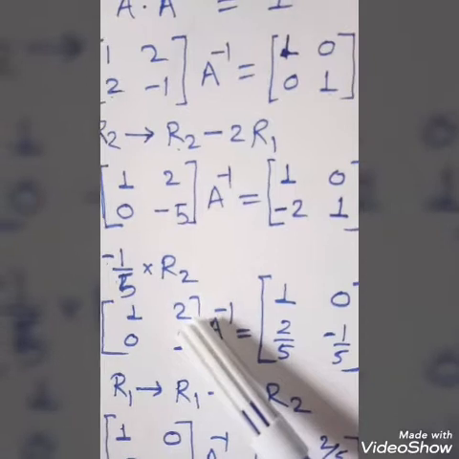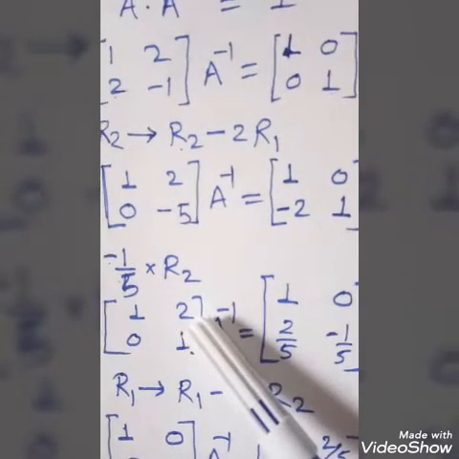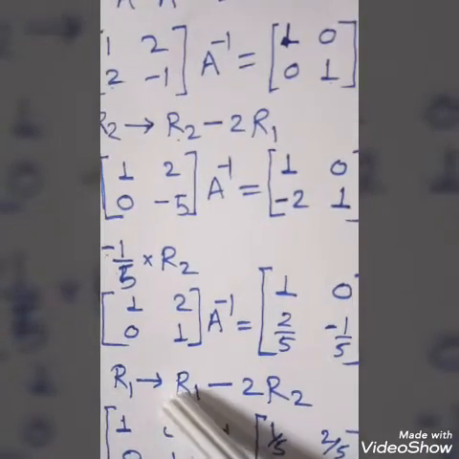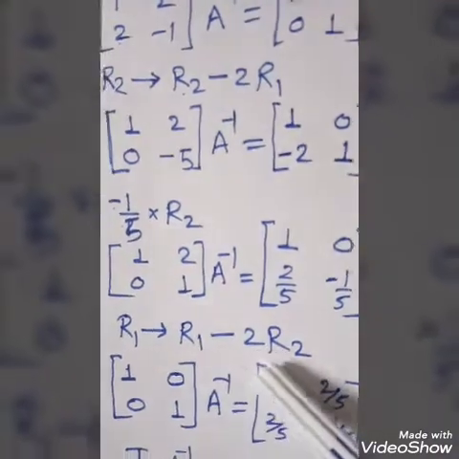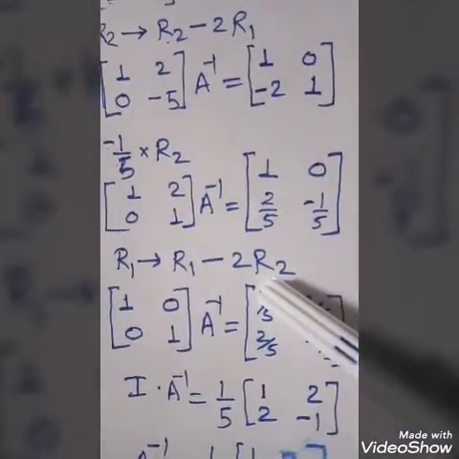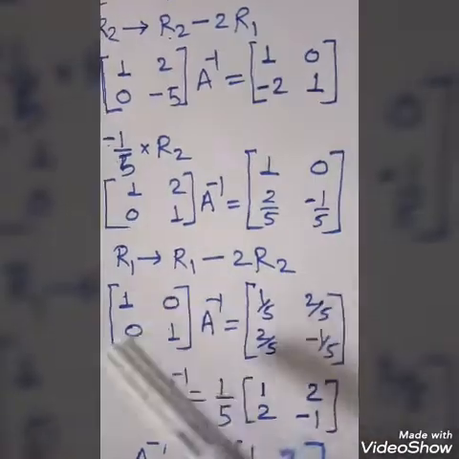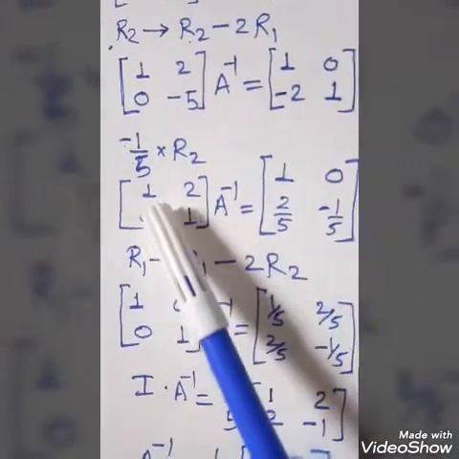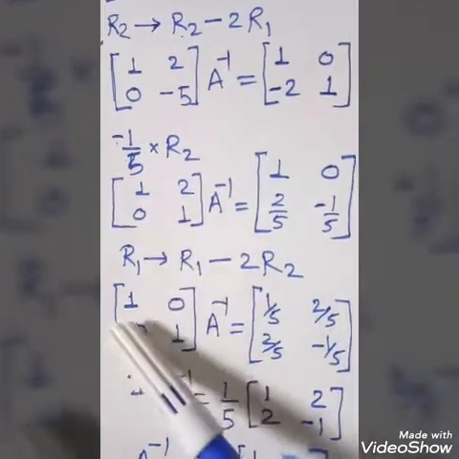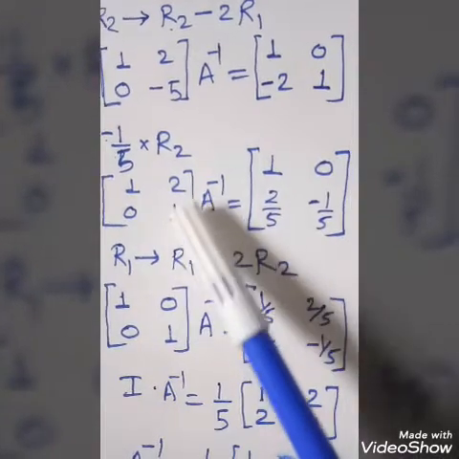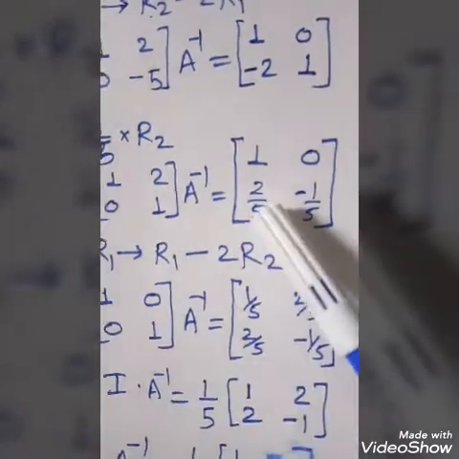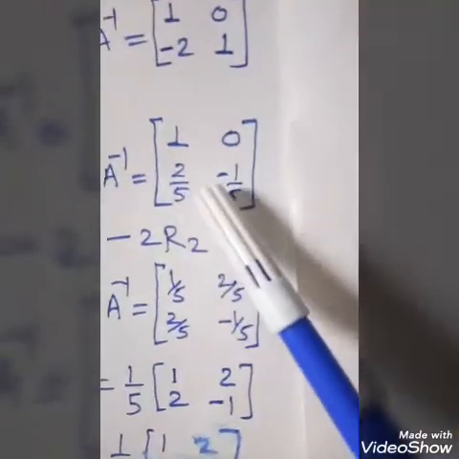To convert this 2 into 0, again the operation on second row, R1 implies R1 minus 2R2. This first row operation, R1: 1 minus 2 into 0 is 1, 2 minus 2 is 0, second row as it is 0 1. A inverse is equal to, the operation is also performed on the right hand side.